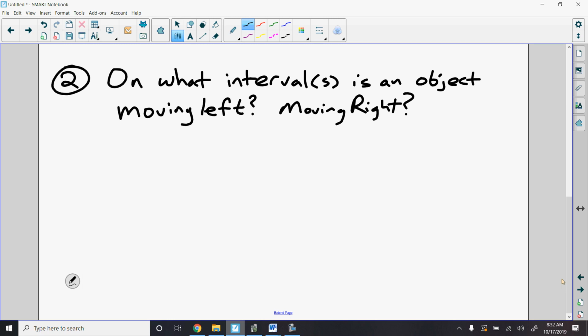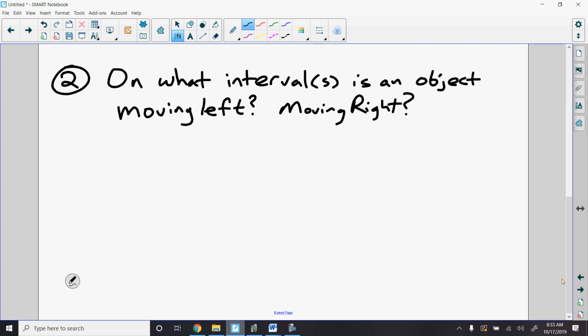Our second concept here is on what intervals is an object moving left or moving right. Sometimes they'll ask you, over what time period is this object going left, or over what time period is it going right? Again, think back to day 23, yesterday's video. How do we determine the direction that an object is traveling? We determine that by looking at the sign of velocity.